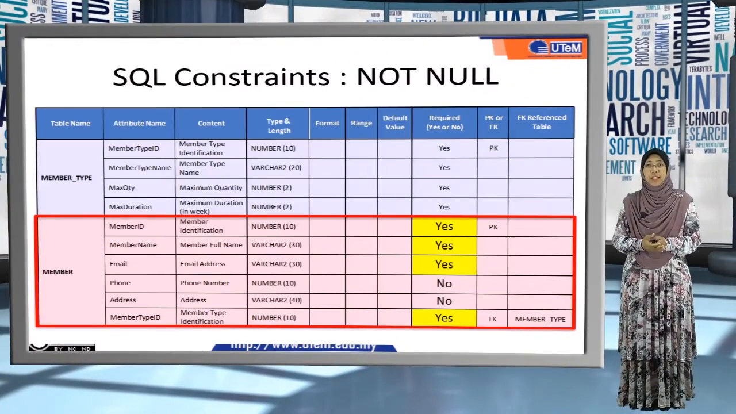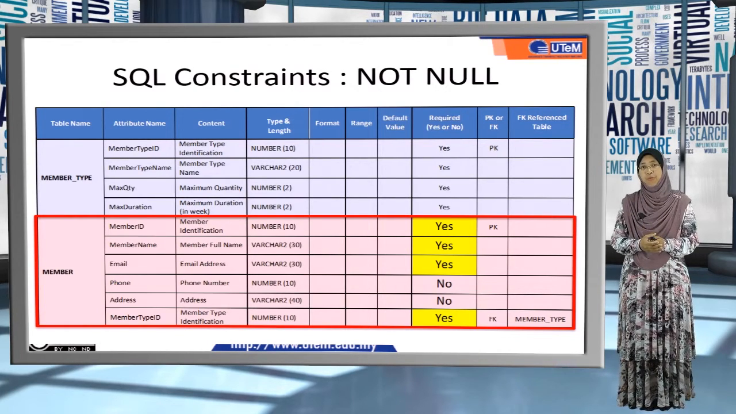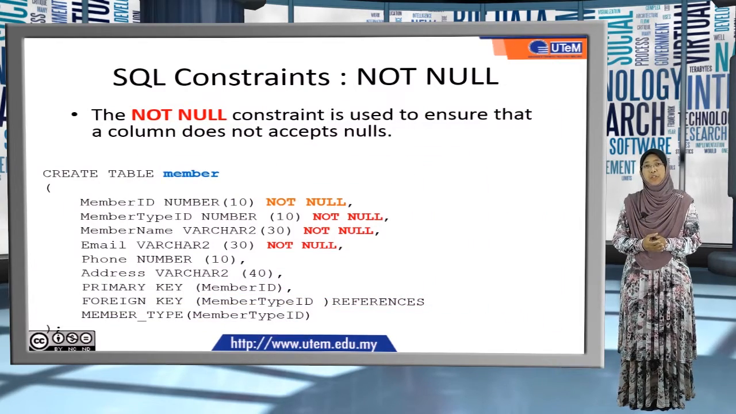The not null constraint can only be defined at the column level. A column defined with a not null constraint requires that every row must contain a value. Note that the member ID, member name, email, and member type columns in the member table are assigned yes required, which means values must exist in these columns. To define a not null constraint on a column, we just write the words not null after defining the column name and the data type.